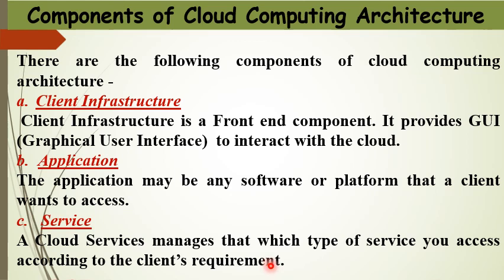And the last one is client infrastructure. Client infrastructure is a front end, as we said before. It is a front end component which provides a GUI, an abbreviation for graphical user interface, to interact with the cloud. So those are the major components of cloud computing architecture.